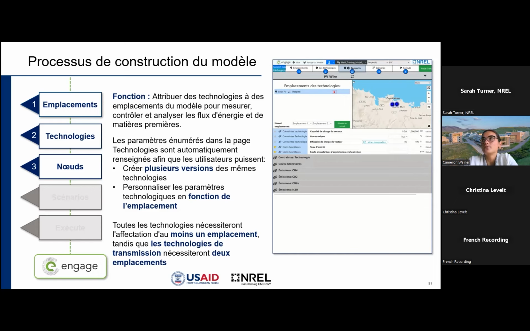So now that we have created our three different nodes, we've created our PV node, we've created our hospital demand node, and now we've created the transmission node that will transmit from the solar PV to the hospital demand. We can go ahead and move on to craft our first scenario, which is the fourth step in this model building process.